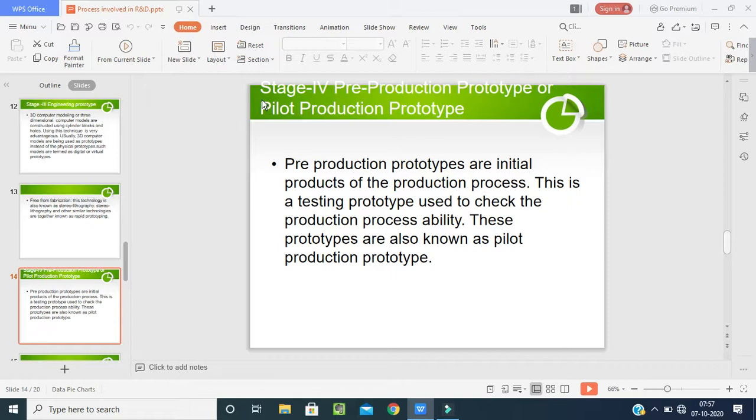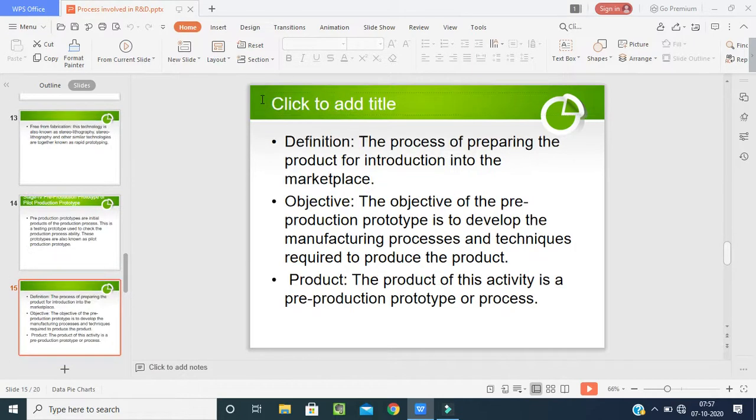Now this prototype is also known as pilot production prototype, as I told you earlier. Now we will see the definition of the process. It depends upon the process, objective and product, which is R&D totally. Now what is the definition? The process of preparing the product for introduction into the marketplace. That's the main purpose of pre-production prototype. Now what is the objective? The objective of the pre-production prototype is to develop the manufacturing process and techniques required to produce the product.